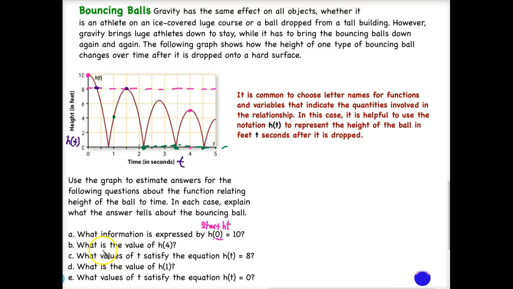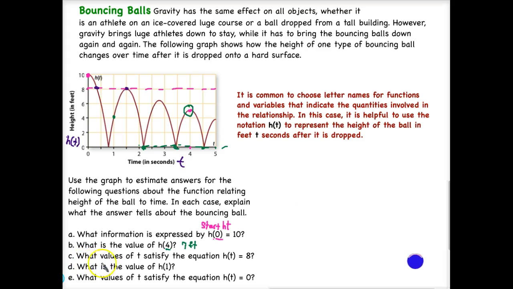How about this one? What is the value of h of 4? Well, think about where this 4 is. 4 represents time. This is our x-axis. This is our x value. So at 4, right here, when I look up on our graph, I can see that our height is about 7 seconds. Or 7 feet, sorry.